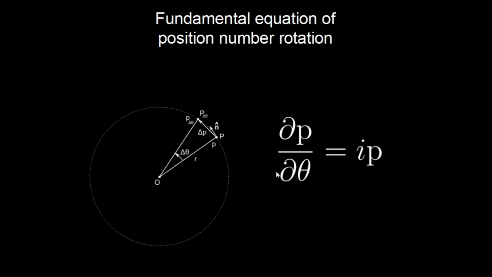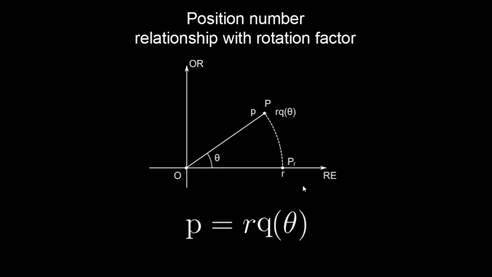It looks identical to the equation for position vector due to the fact that both position number and the position vector have the same direction and magnitude. Next, we will solve the equation to obtain the rotation factor dependence on rotation angle theta. To solve the fundamental equation, the relationship between position number and the rotation factor needs to be obtained first.